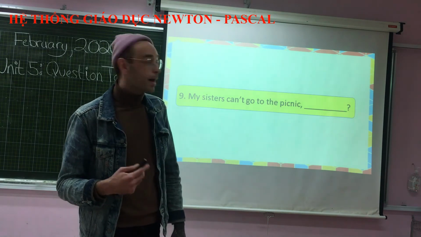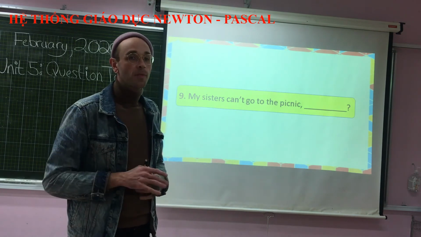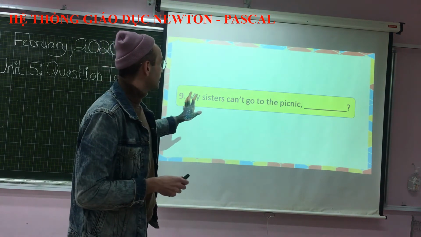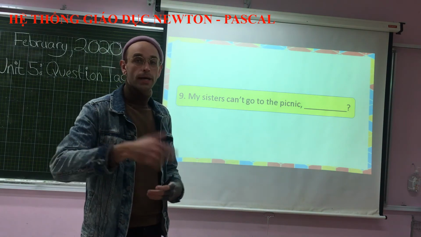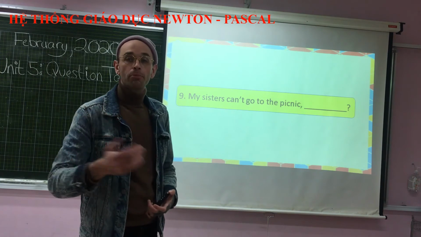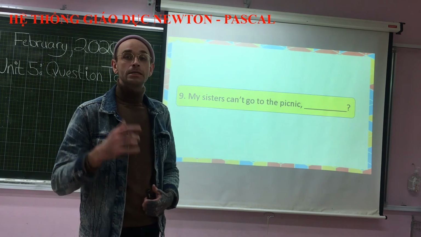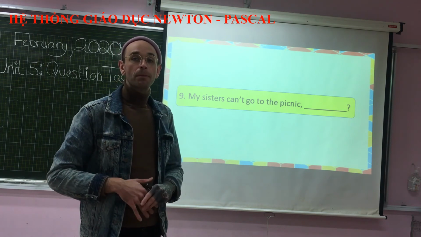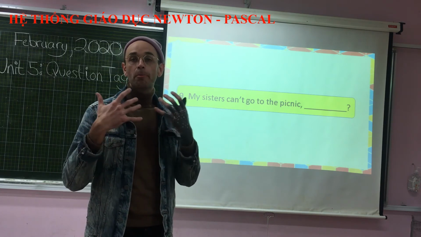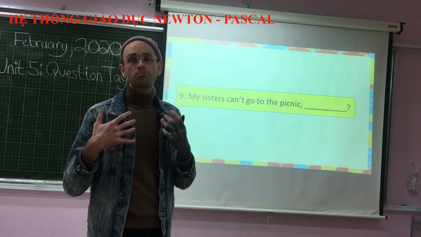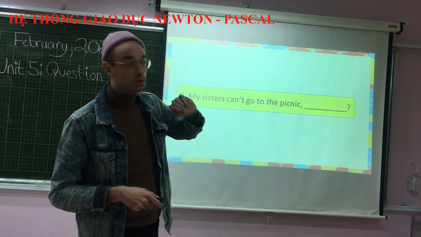Okay. Number 9. My sister can't go to the picnic. Let's talk about this one, all right? So, my sisters, is that plural or singular? That's right. Since it's plural, what should our pronoun be? That's correct. Our pronoun should be they, since they is a pronoun that replaces any plural objects, any plural people, any plural places, okay? So, my sisters can't go to the picnic.